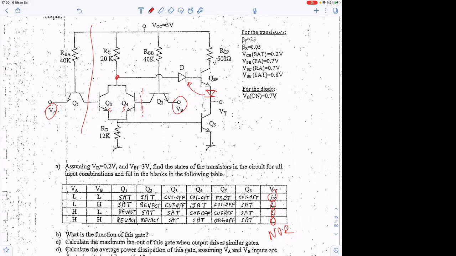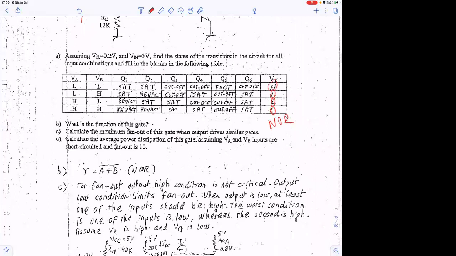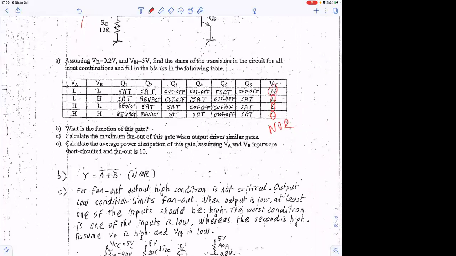So I wrote down the state of the transistors one by one here, so you can understand what this is. What is the function of this gate? It is a NOR gate. The output is filled in, along with the transistor states. Now calculate the maximum fan out of this gate when the output drives similar gates.